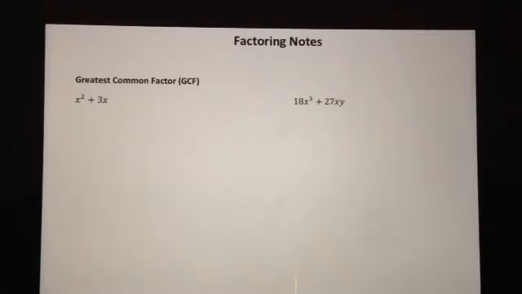The first thing we're going to look at with factoring is the greatest common factor, or the GCF. Factors are numbers that you can multiply together to get a product. And so when you're looking for the greatest common factor, you want to look for basically the biggest thing that the problem has in common. So if you look at the first example, it says x squared plus 3x. You'll notice that both of those pieces have an x in them. And so here we would say the GCF is x.